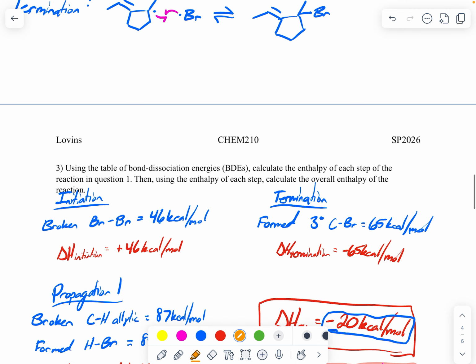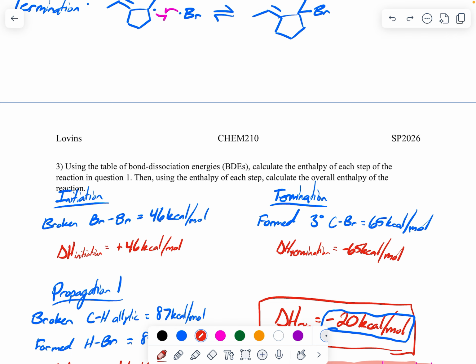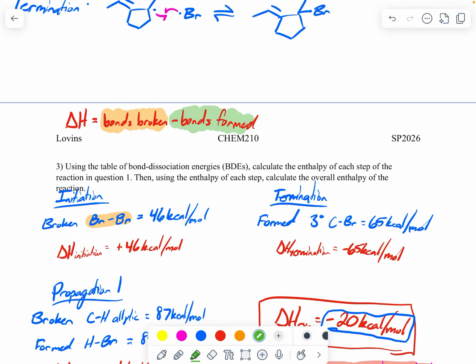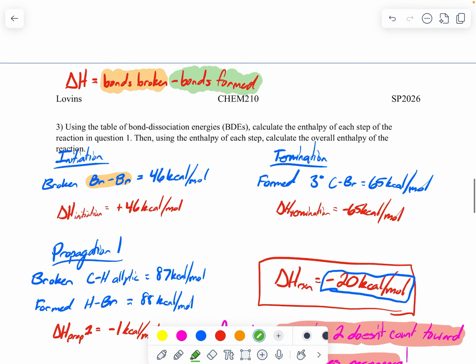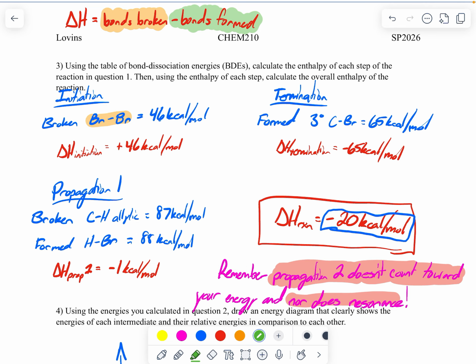So when we calculate our enthalpy of reaction, we are essentially going to be utilizing the idea that delta H is equal to bonds broken minus bonds formed. Right, so in our first step, since we're breaking the bromine-bromine bond, as we had shown, that's going to be 46 kilocalories per mole based on the bond association energy. This, of course, will give us a positive delta H because that is a bond broken. Notice that bonds formed end up making our delta H more negative because they go over here and they are subtracted from our overall term. So let's take a look at what propagation has for us. We don't include propagation 2 towards our energy, nor do we include the resonance, right? Because we already actually account for that a little bit based on our bond energies.